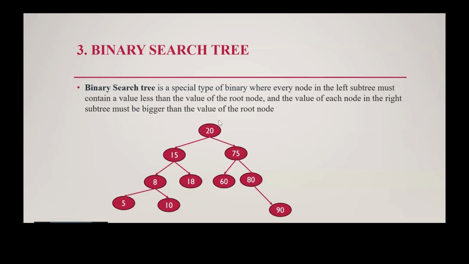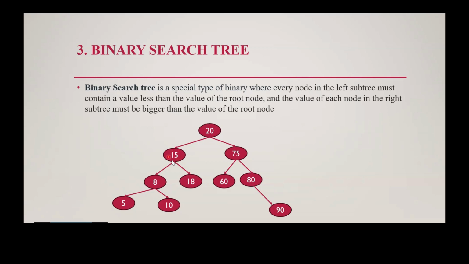So let us take this example. This is the 20. So 20, this is the left subtree. Now inside the left subtree, 15, 8, 5, 10, 18. All elements are less than 20. And on the right-hand side, 75, 60, 80 and 90. So all the right subtree is greater than the 20 value. Again, the condition should be applicable for each and every node. So for this node, the condition is satisfied. Now we have to go to this node.